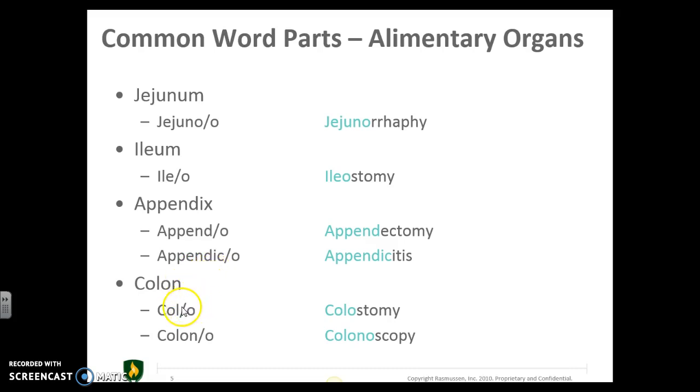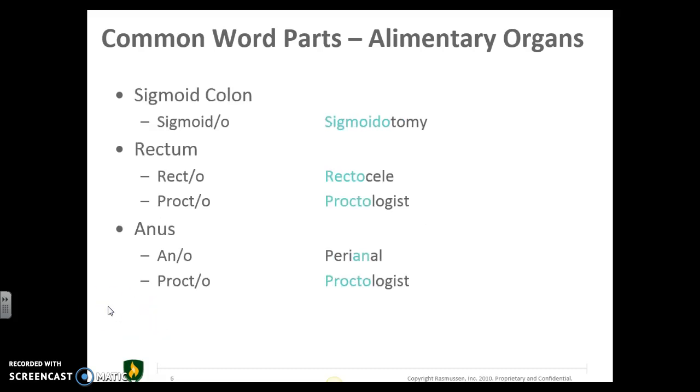Colon, this is referring to any part of the colon, ascending, transverse, or descending, colo or colono. The sigmoid colon is the little S shape at the end of the colon. Sigmoido is the combining form. Rectum and anus are the last two parts of the digestive system. Recto and procto both refer to the rectum, and then anus, we add an O for ano, or you can use procto for either of these terms.